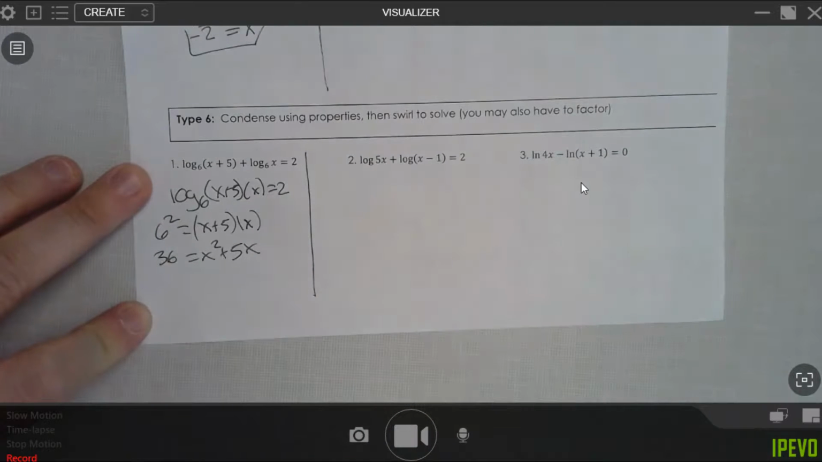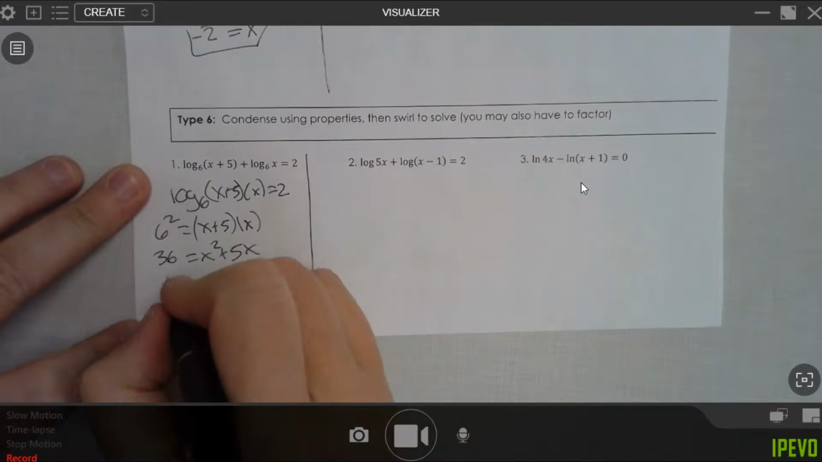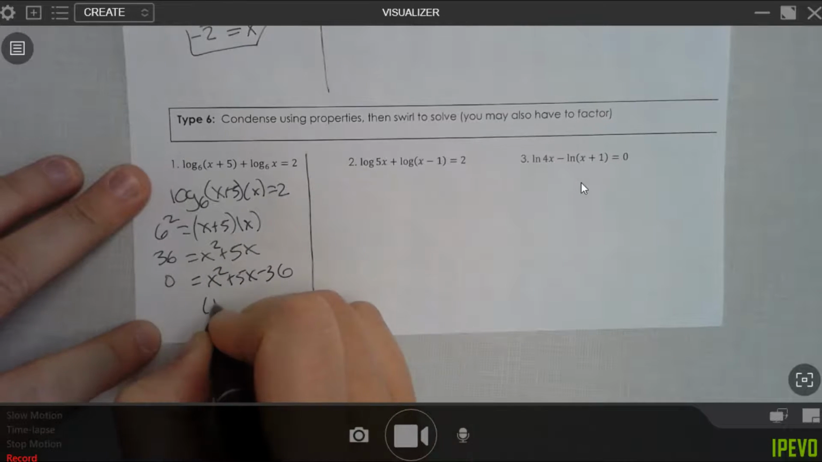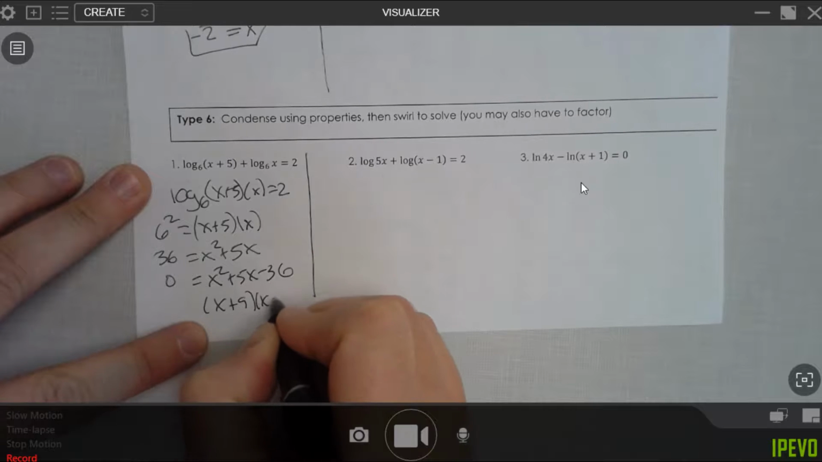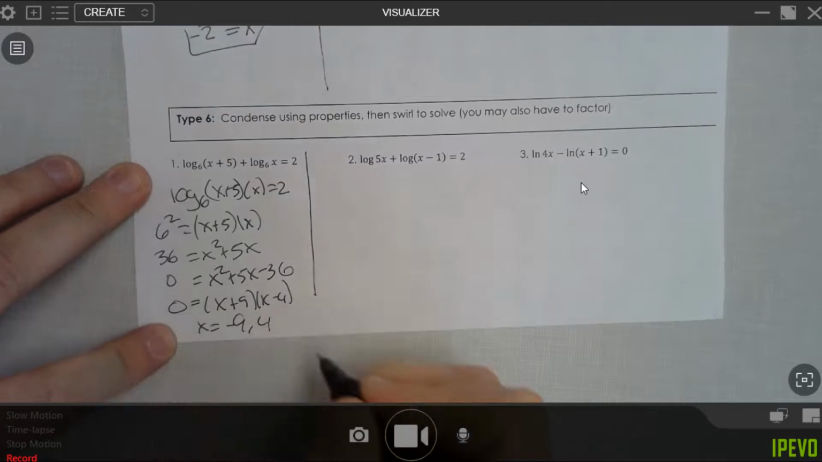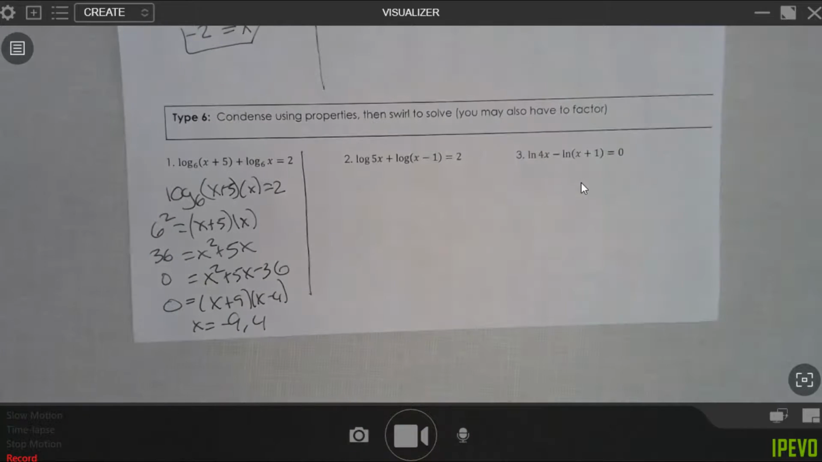Anytime you have an x and an x squared, you always factor to solve it. So make it equal 0 in order to be able to factor. So what we're going to do here is check for extraneous solutions. Remember that means to make sure that they actually work in our problems.